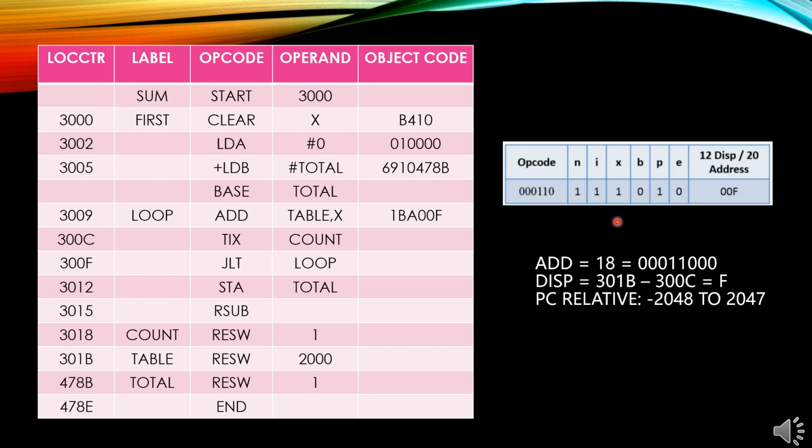We first find the displacement, that is the TABLE value is at 301B, and the PC value is the next instruction, that is 300C. So we subtract that and we get F, which is in fact between -2048 and 2047. So P is 1 and the object code we get is 1BA00F.